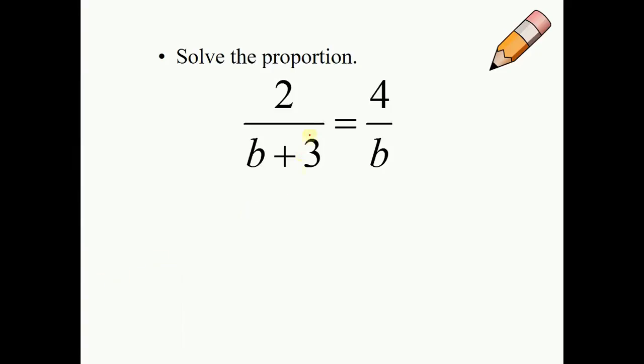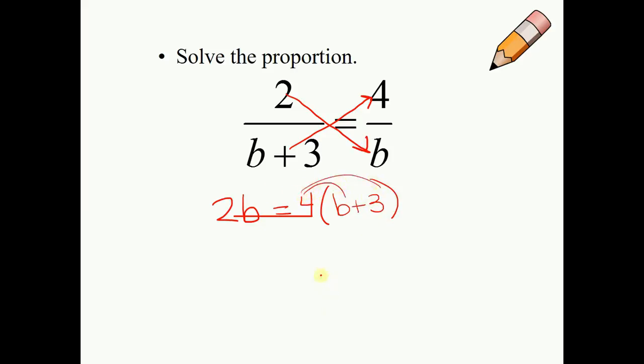Alright, now let's solve a harder proportion. I'm going to first go 2 times b, which is just 2b. And then I've got b plus 3 times 4. I'm just going to write that out: 4 times b plus 3. Looks like that 4 needs to be distributed in. So I'm going to get 2b equals 4 times b, which is 4b, plus 4 times 3, which is 12.